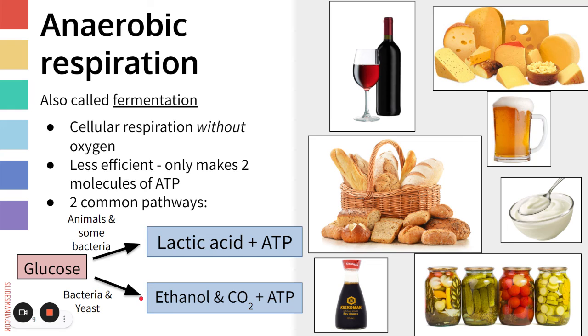So again, this is way less efficient, but it does allow these organisms to get energy in places where there isn't oxygen. So, for example, sometimes when you're exercising really, really intensely, so like sprinting or lifting really heavy weights, your muscles don't get enough oxygen in order to do aerobic cellular respiration. So they resort to doing this fermentation instead, and you'll generate lactic acid and a little bit of ATP to sort of supplement the aerobic cellular respiration when there's not enough oxygen to fully rely on aerobic respiration.